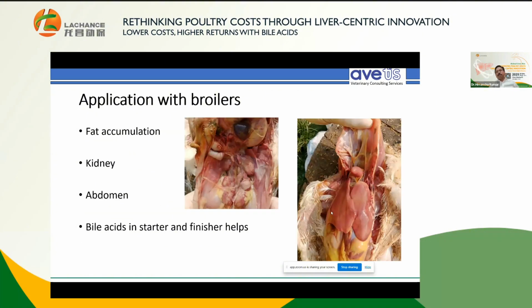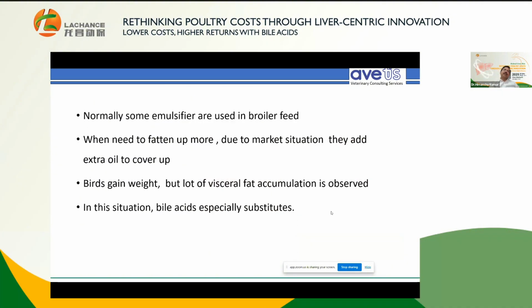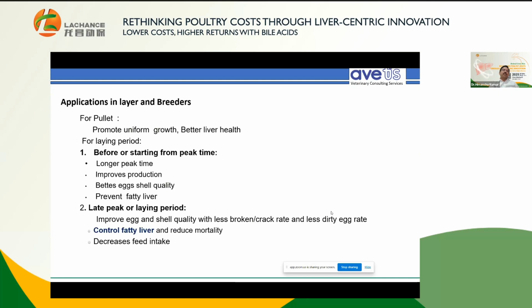And the next is visceral fat deposition, which is quite common, whether in the kidney or abdomen. Bile acid in starter and finisher usually helps, and the carcass percentage increases when it is used. Normally, some emulsifiers are used in broiler feed. When they need to fatten up, people use additional fat. The birds gain weight, but a lot of visceral fat accumulation is observed. In this situation, particularly the bile acid substitutes well and effectively.